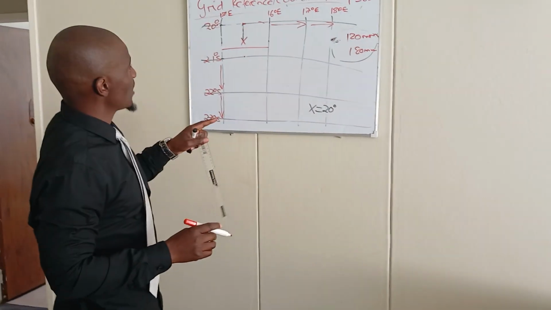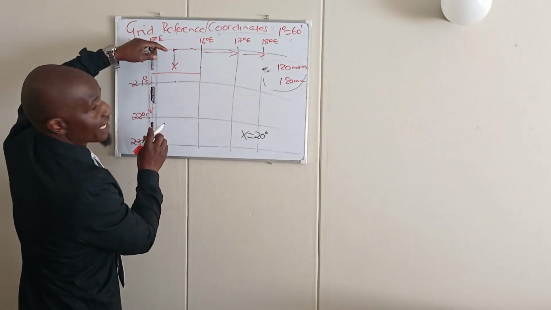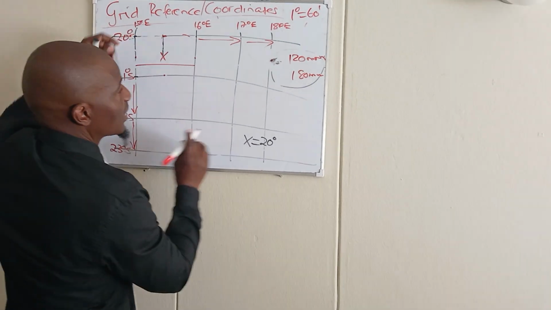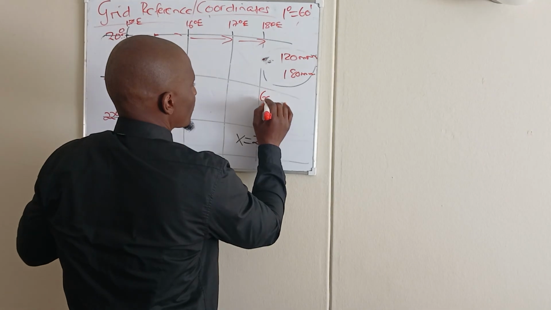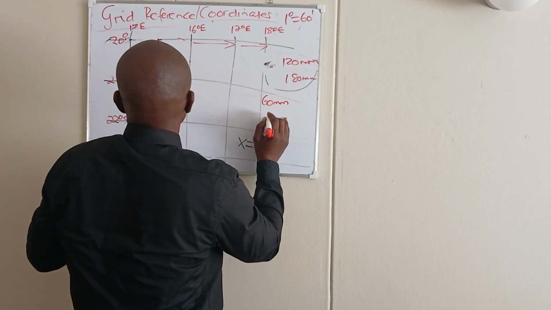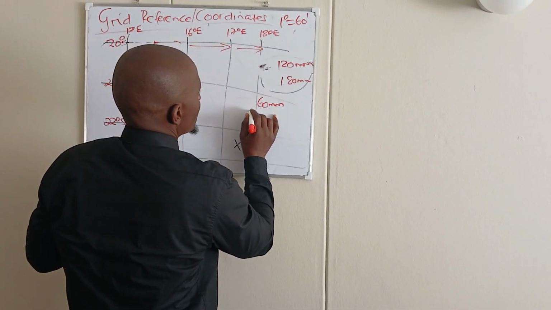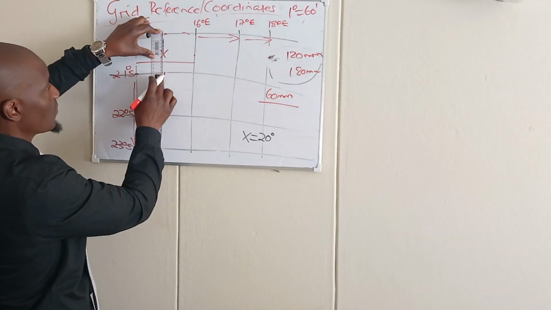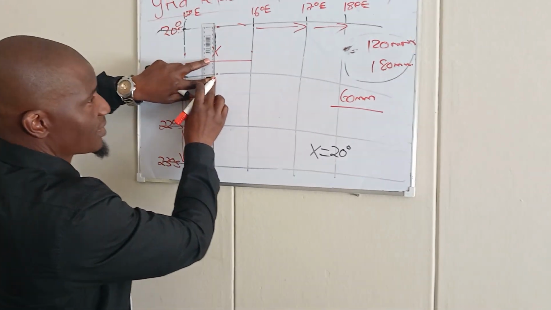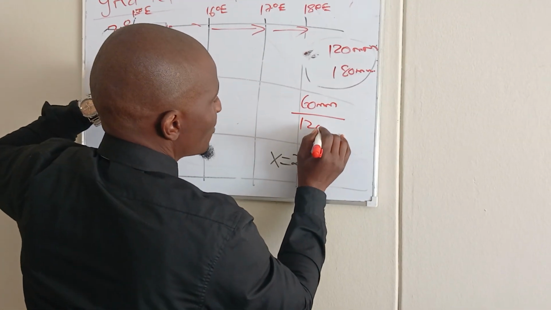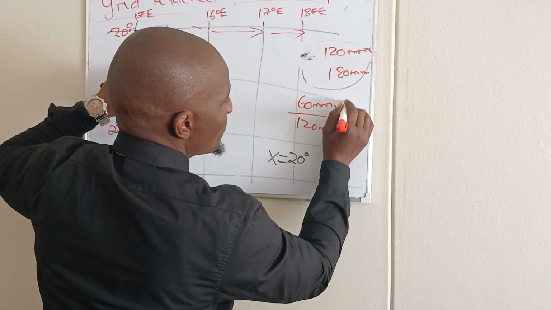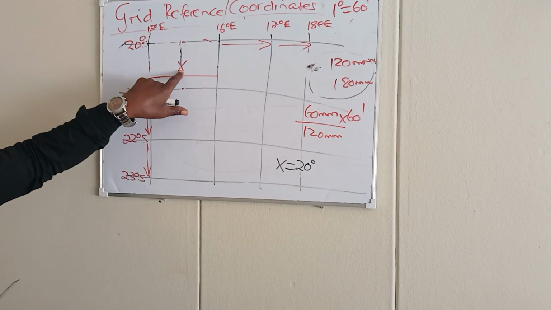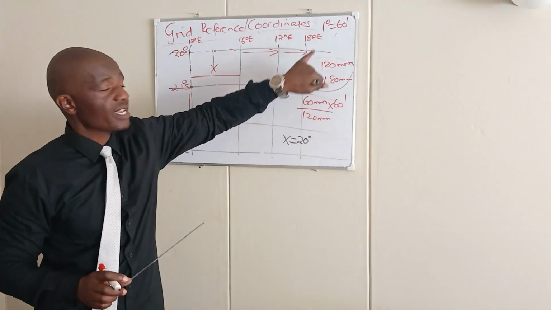Okay, so what I'm going to do now is I'm going to measure. I have measured from here up to x. What did I get? From there I got something like 60 millimeters. Over what is the length from here up to there of the whole grid in terms of my latitude. I've got 120 millimeters. Then I'll multiply it by 60 minutes, because I want to know the position of x in relation to the degrees and the minutes as well.